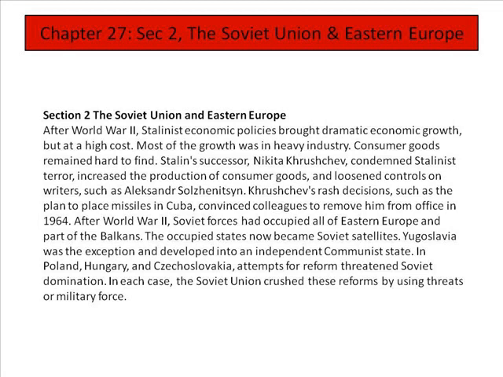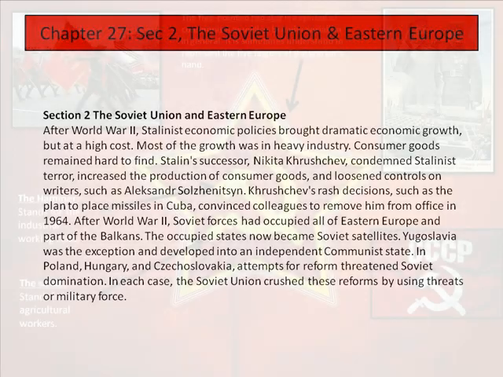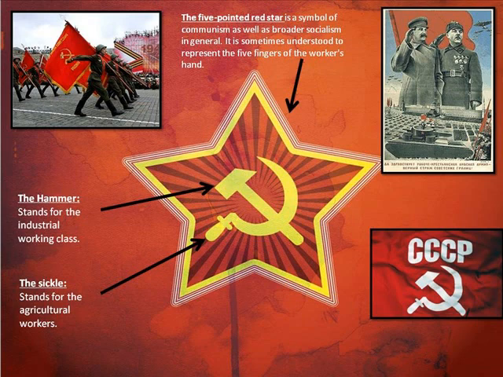After World War II, Soviet forces had occupied all of Eastern Europe and part of the Balkans. The occupied states now became the Soviet satellites. Yugoslavia was the exception and developed into an independent communist state. In Poland, Hungary, and Czechoslovakia, attempts for reform threatened Soviet domination. In each case, the Soviet Union crushed these reforms by using threats of military force, which is a polite way of saying the army invaded.